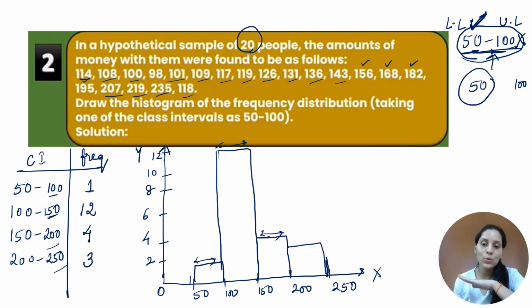On the x-axis, you have the class intervals, and on the y-axis, you have the frequency. And when you're talking about class intervals, the lower limit is counted, but the upper limit is not counted. It will be counted in the next interval.